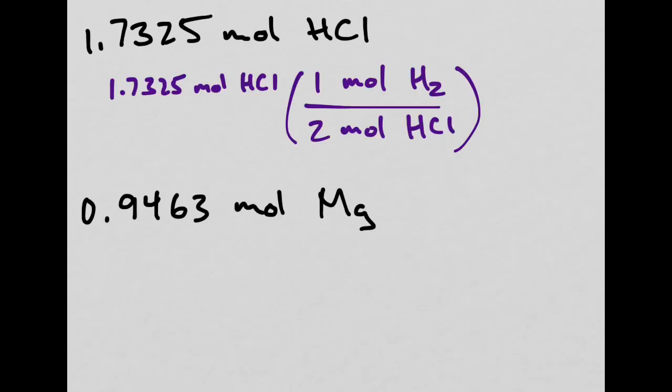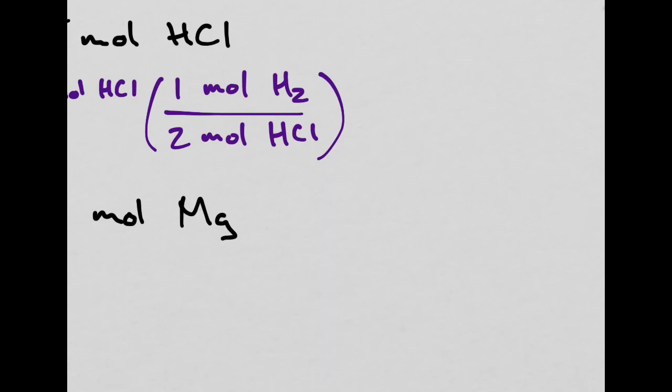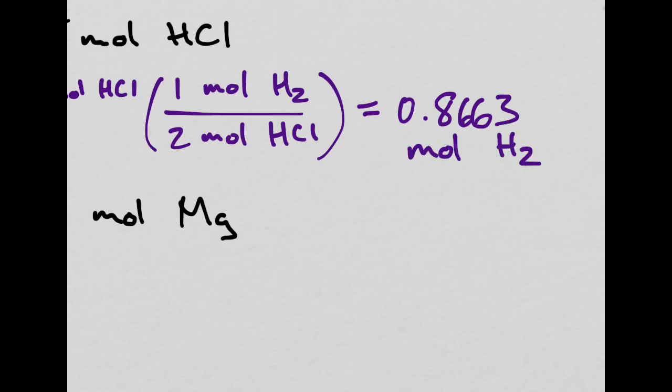So now you could say I set this up because I need to make sure that I take into account mole ratios, and so I know from my balanced equation that there should be 1 mole of H2 gas to every 2 moles of HCl. I know that I have 1.7325 moles of HCl, so let's go ahead and calculate that. And that's going to give me 0.8663 moles of hydrogen gas would be produced in that situation.